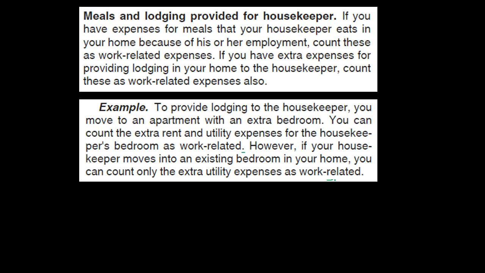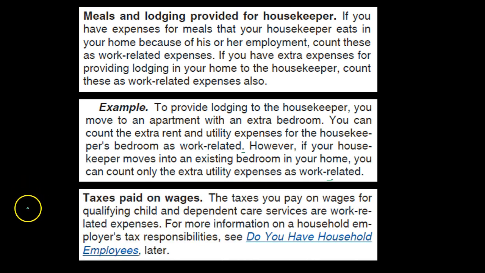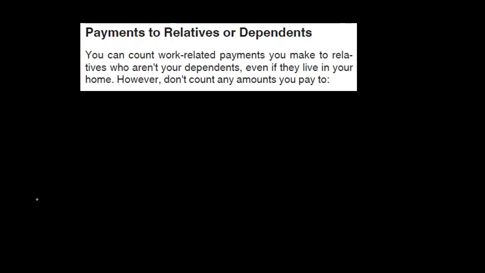However, there could be added expenses for the utilities in that case. Taxes paid on wages. The taxes you pay on wages for a qualifying child and dependent care services are work-related expenses. For more information on household employers' tax responsibilities, see "Do you have household employees?" later.